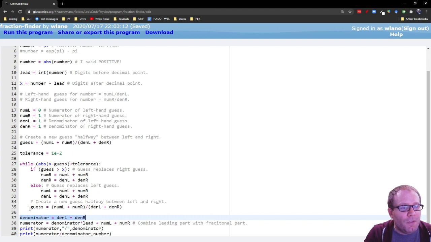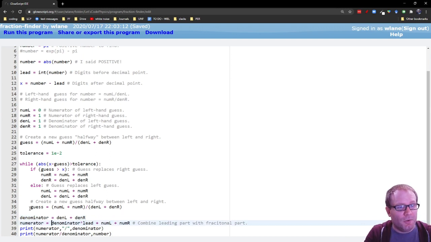Okay, so then we create our final denominator, right? Our final denominator is going to be left plus right, and our final numerator is going to be left plus right plus the lead value, right? We need to be able to recover that leading decimal place, the stuff to the left of the decimal that we subtracted off earlier. So we're going to multiply that by denominator so that it now can go into a common denominator.